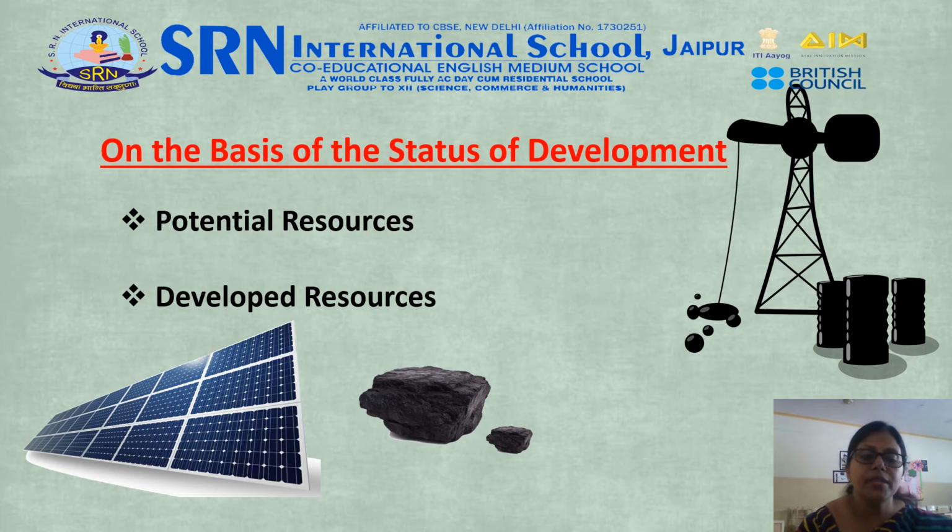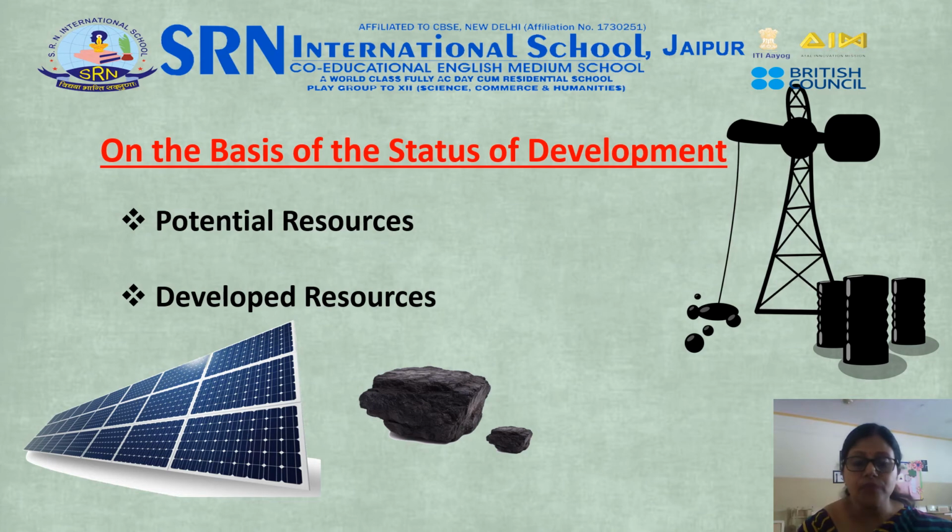Next is on the basis of status of development. Potential resources: resources which are found in a region but have not been utilized. For example, the western part of India, particularly Rajasthan and Gujarat, have enormous potential for the development of wind and solar energy, but so far these have not been developed properly.